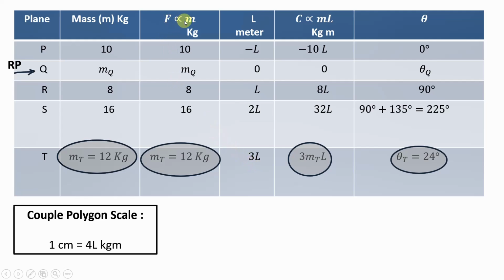Now F is proportional to M, so masses: mass MP is given as 10, MQ we have to find out, mass MR is 8 kg, mass of this particular mass S is 16 kg, MT we have to find out. These are the calculated values which are represented by this particular circle, or you can say ellipse over here. So these are the values which we have calculated from the diagrams, from the graphical method. So MT is still unknown. So MQ and MT are unknown.